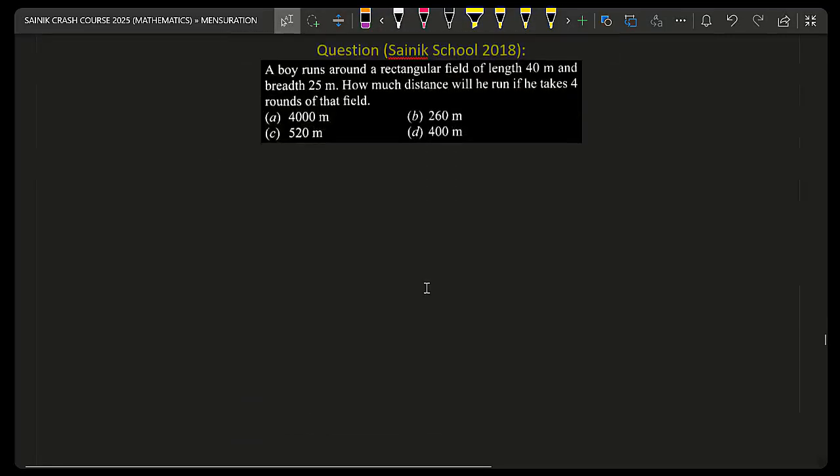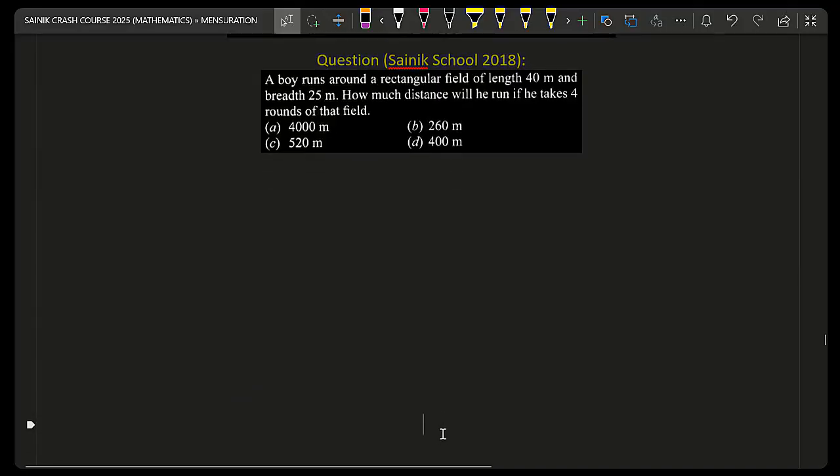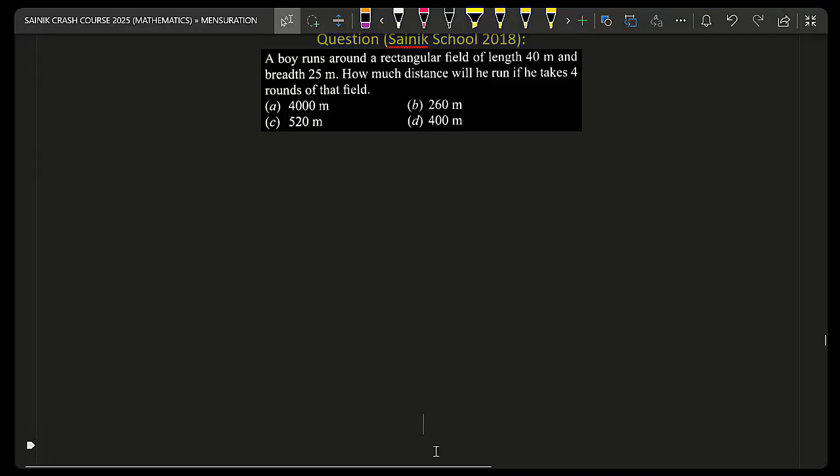So in the 2018 paper, there is one more question on perimeter and area. Sir, make an answer. So this is the final question in today's class. Let's ask any of the students. Pranay, can you read the question? Sir, yes. A boy runs around a rectangular field of length 30 meters and breadth 25 meters. How much distance does he run if he takes 4 rounds of the field?